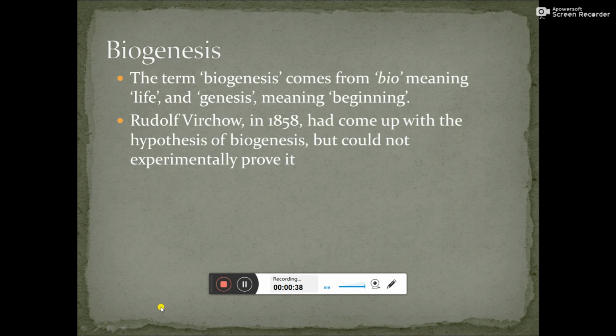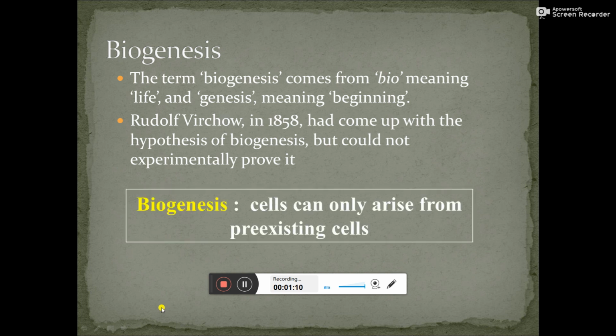The term biogenesis can be split into two: bio meaning life and genesis meaning beginning. And this concept was put forward by Rudolf Virchow in 1858. This was basically a hypothesis which he put forward in 1858, and according to this, life originated from existing cells. That was what he said. And it was just a hypothesis, but he could not experimentally prove it.